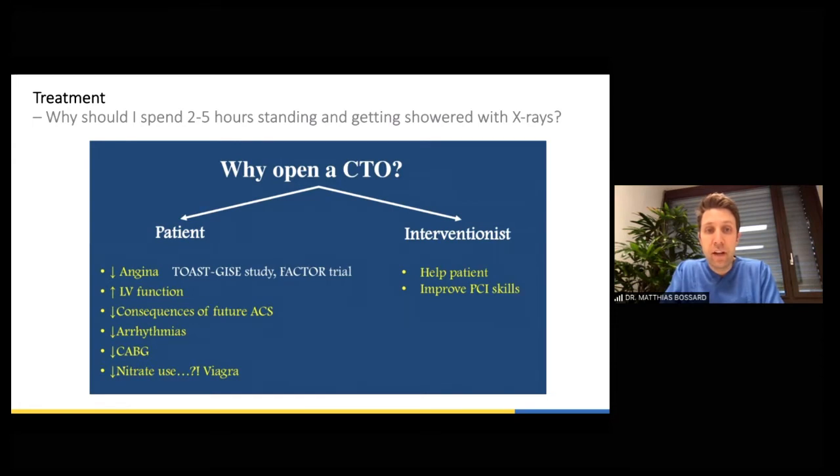and it has some consequences for future ACS presentation, meaning open arteries protect patients from worse outcomes in case they have an ACS in the future. It has also been shown that patients who have undergone CTO PCI have a lower risk for ventricular arrhythmias, and by doing CTO PCIs you might defer a CABG procedure. And as I mentioned, CTO patients might use fewer nitrates or fewer meds in the near future.